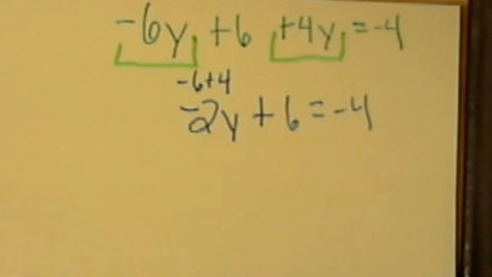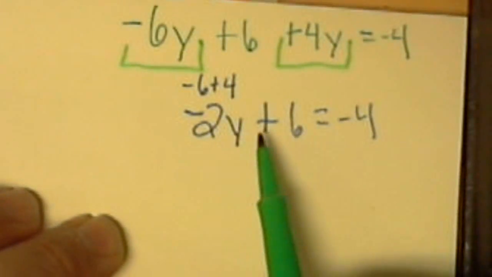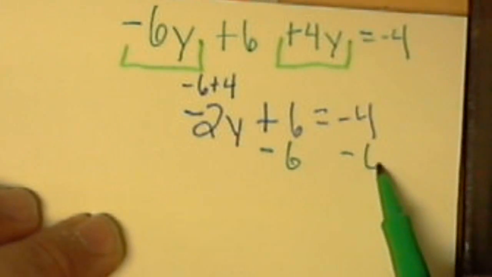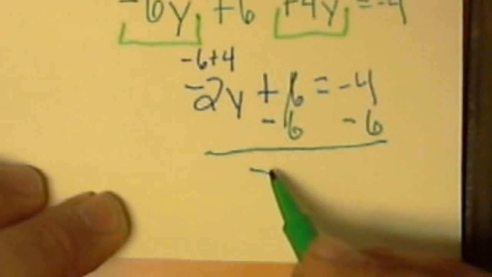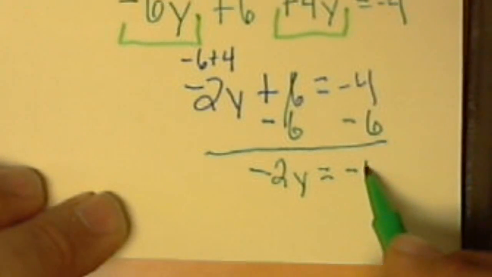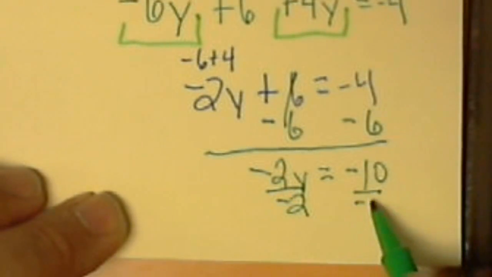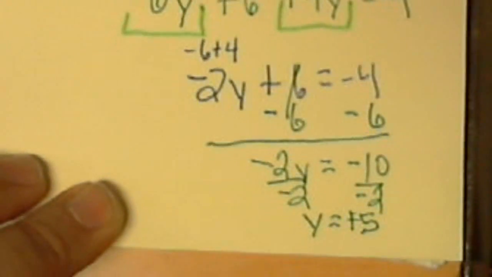Keep on going. I have my single variable now. I don't have two y's in two different spots. I have one y. So now I need to get rid of the constant term by subtracting it from the other side, because the opposite of positive 6 is a minus 6. So I get negative 2y equals, combining these two, negative 10. And then I divide by the negative 2. So I get y equals negative 5. I'm sorry, positive 5. Negative divided by negative is a positive.